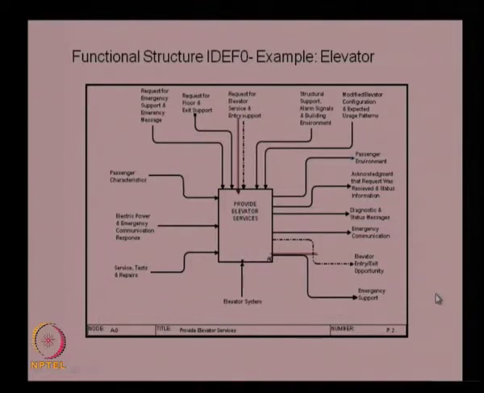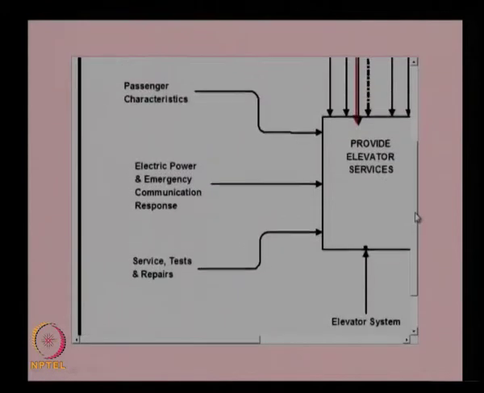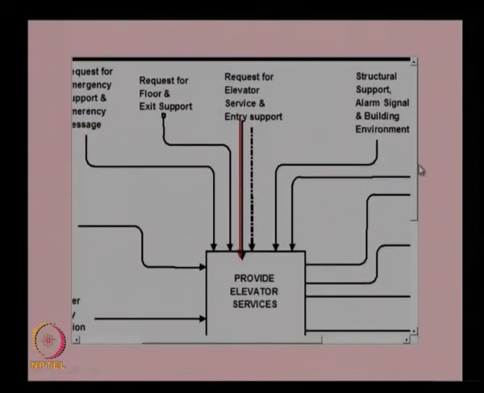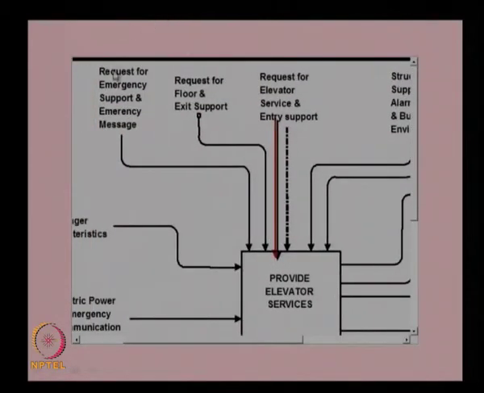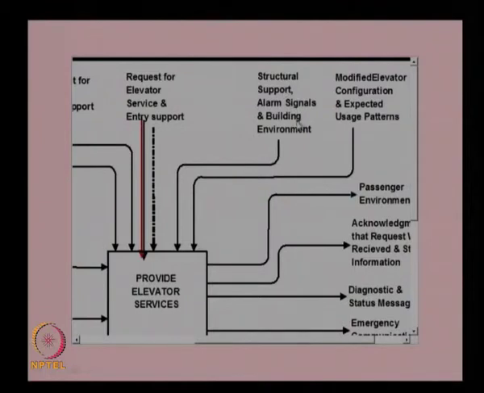There are different inputs. You can show it in a better way in this diagram. So you can see here, this is the context diagram. These are the inputs: the passenger characteristics, electric power and emergency communication response, the service test and repairs, and other inputs like request for emergency support and emergency message, request for floor and exit support, request for elevator service and entry support. Similarly, the structural support, alarm signals and building environment, and modified elevator configuration, expected usage patterns. This is based on the patterns that will also be given as an input to the system.